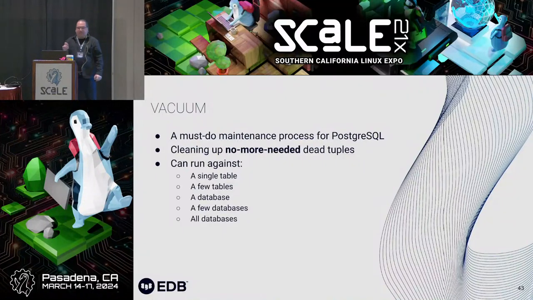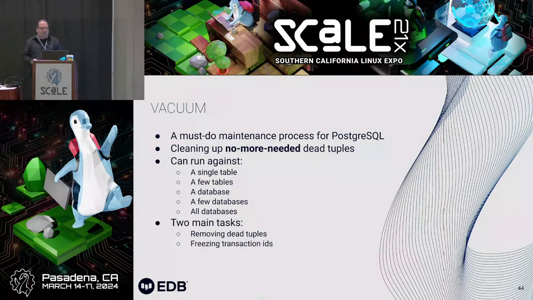It can run against a single table, a few tables, a database, a few databases, or all databases, based on the parameters that you give. It has two main tasks, and actually I'm also going to mention that it has three steps. It removes the dead tuples, and it also freezes the transaction IDs. So what does freezing transaction IDs mean? Remember, we have a problem.